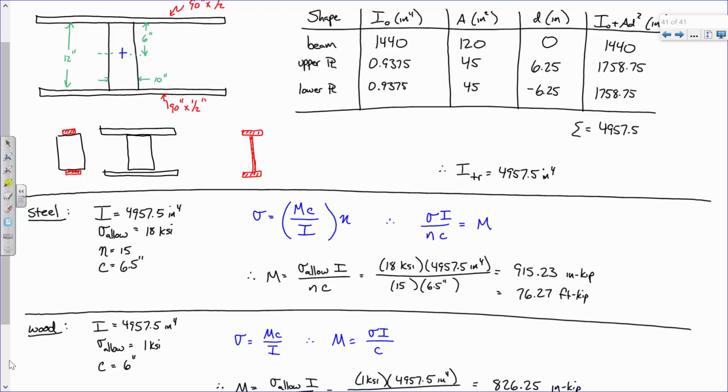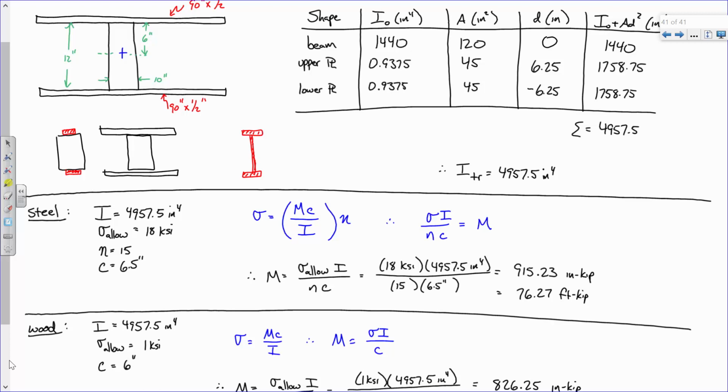Okay? Is everybody okay with that? The reason why we're dividing is because we turned everything into the weaker material. If we had turned everything into the stronger material, it would have been vice versa. Does that make sense? All right, everybody else okay with that? This is good stuff.